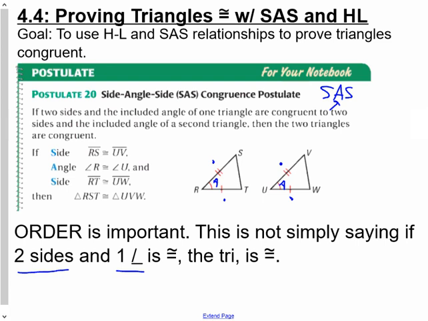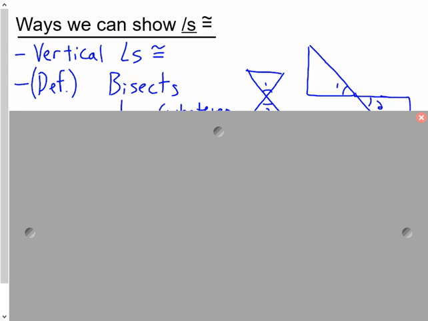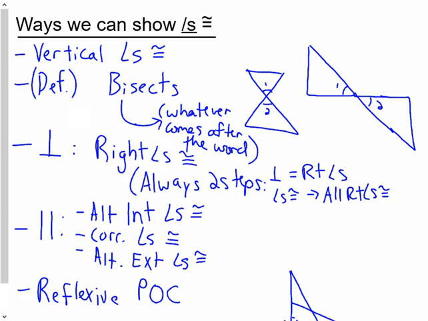Okay. Now next up, we're going to need to go over different ways we can show angles congruent. In yesterday's lesson, we did the 3-4 reasons that sides could be congruent, but here there's a lot more for angles to be congruent. Well, there they are. So we've got, first off, vertical angles congruent. Now this top reason is the most common reason from a diagram.